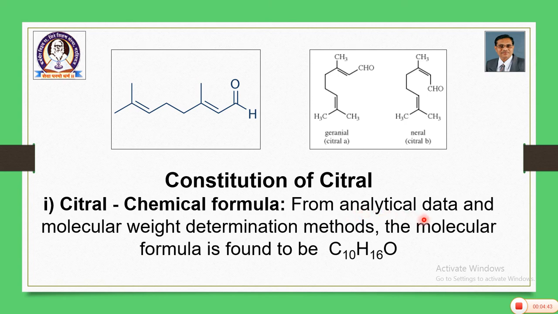What is the concept of analytical data? Analytical data begins with organic spotting. So, detection of elements, estimation of different elements, then calculation of percentage of different elements, then empirical formula, then molecular formula, then molecular weight. These steps are carried out, and these steps are collectively called analytical data and molecular weight determination methods. So, from analytical data and molecular weight determination methods, the molecular formula is found to be C10H16O.